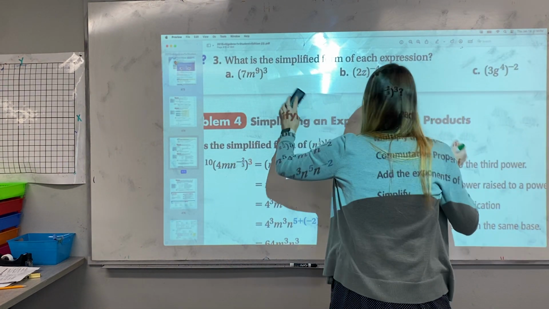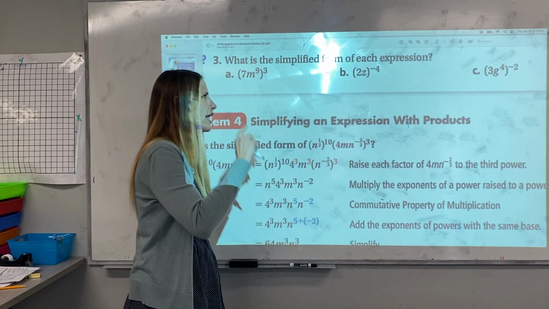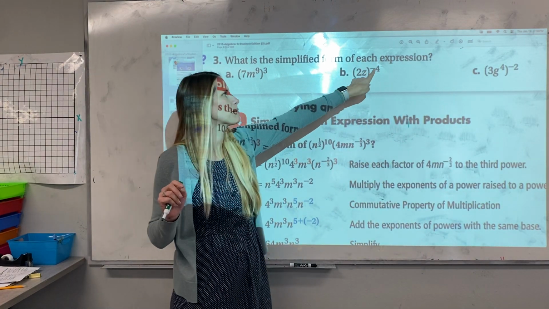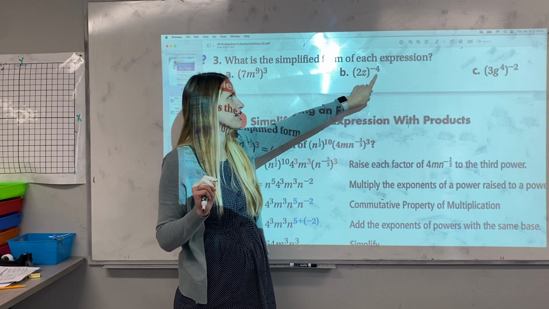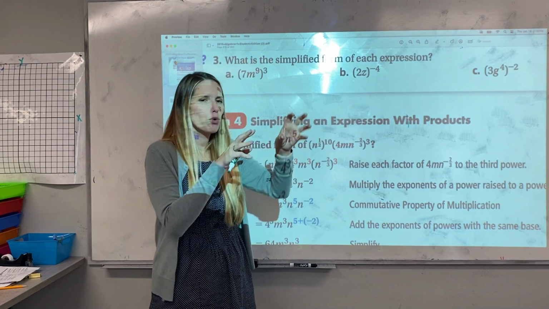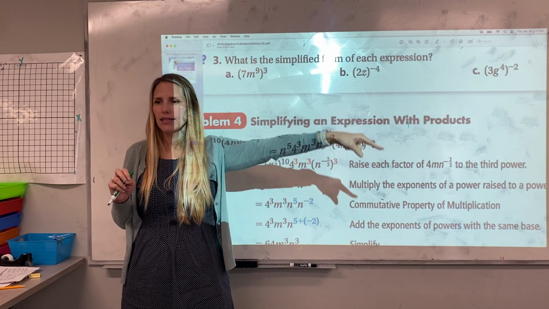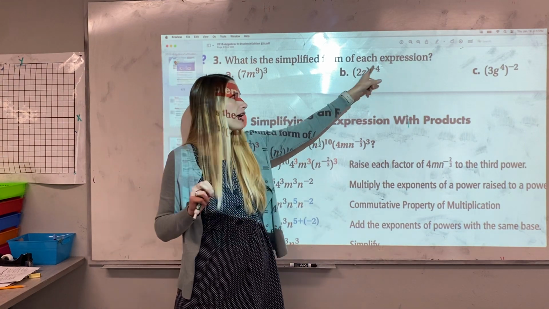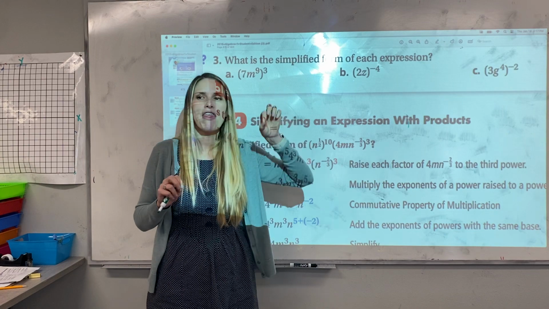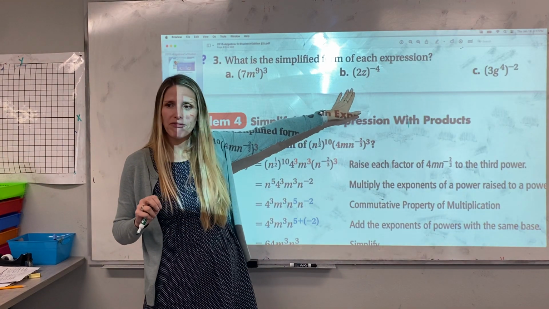I'm going to tell you about B and C real quick. If the exponent that belongs to everything is negative, before you distribute that negative exponent, send it to the dungeon with everything. Then distribute it. I'm going to set this one up for you, okay?